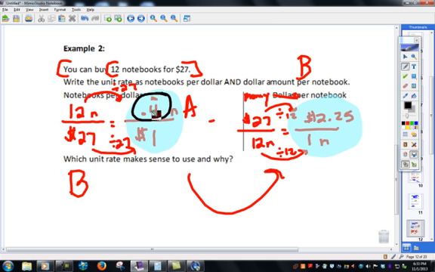Okay, so by finding out how much you can get for $1, it's kind of silly. It doesn't really help you. Okay, so now I know that I can get a partial notebook for $1, but they don't sell partial notebooks. So this is ridiculous. Doesn't mean it's not right. It's still a unit rate, but it's not great in the real world.